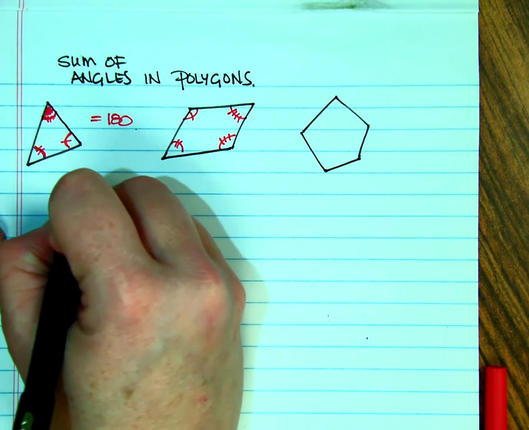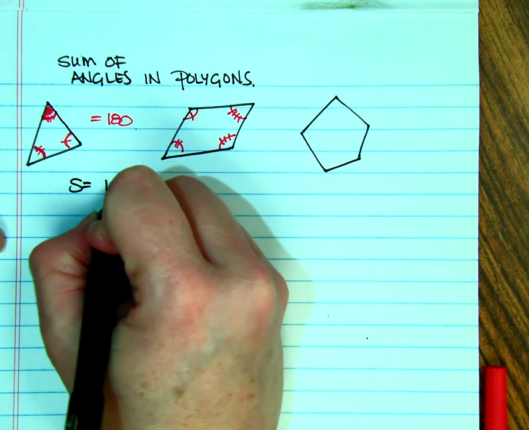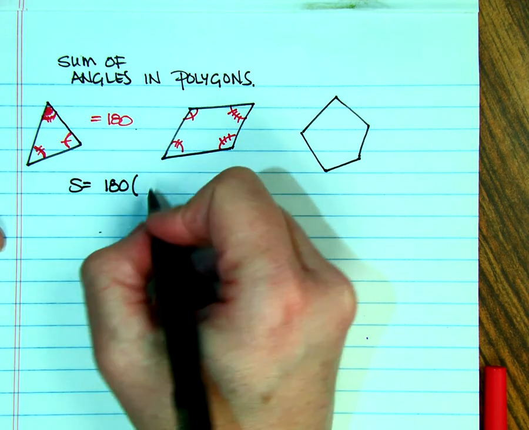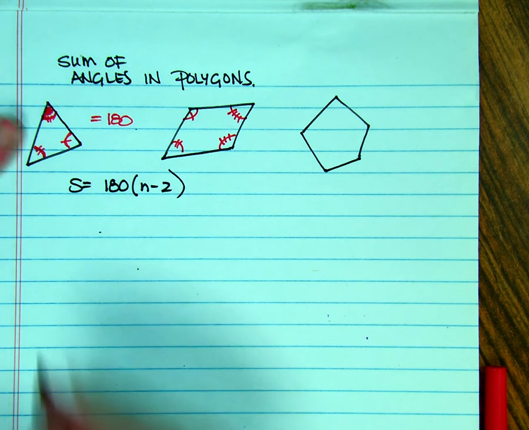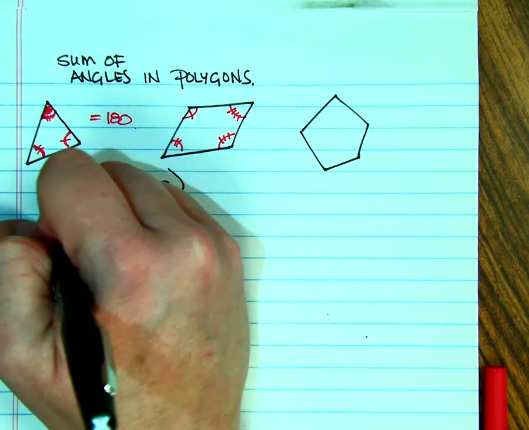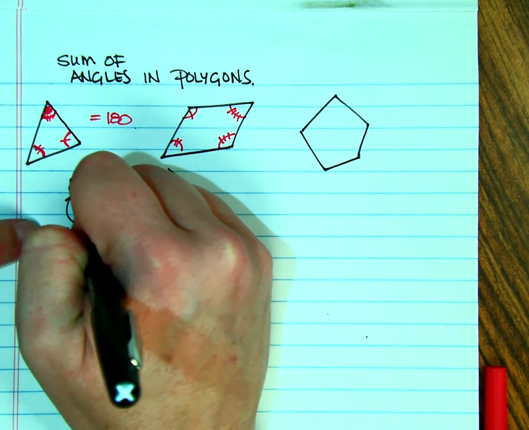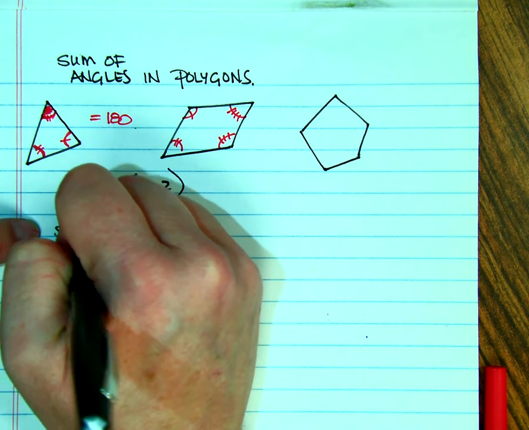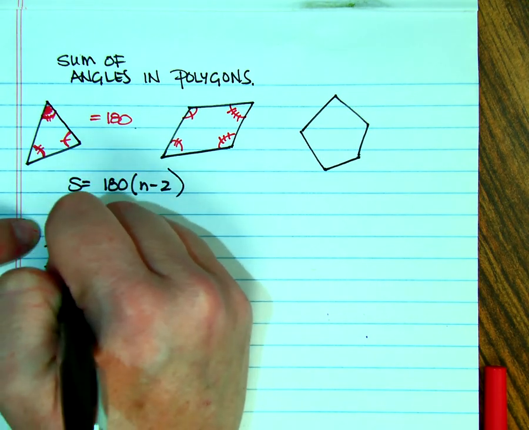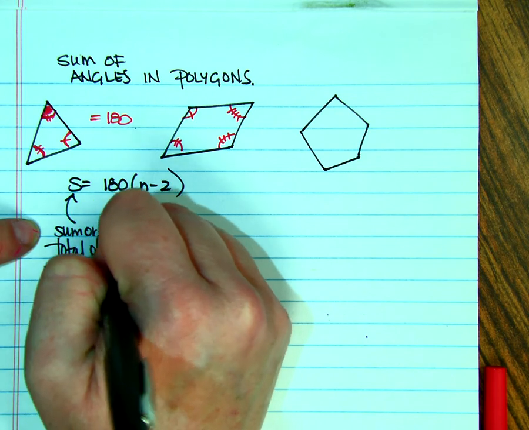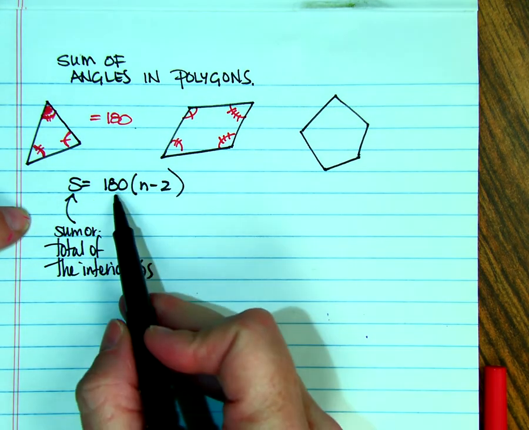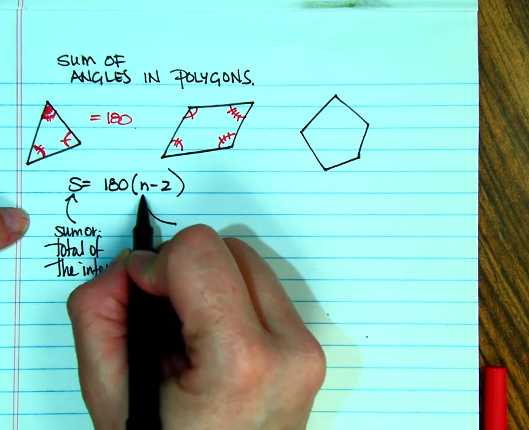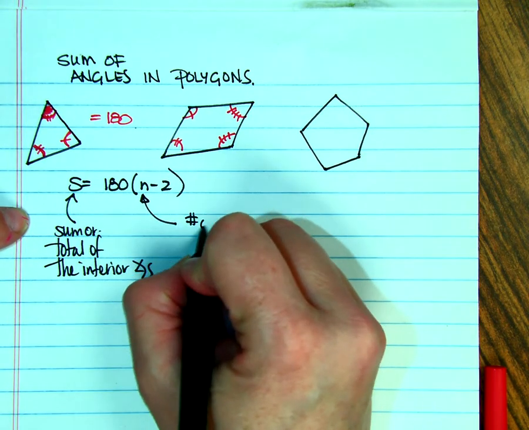And that is S equals 180 times the quantity, which means parentheses, n minus 2. So this is the sum or total of the interior angles. 180 is part of the formula. N stands for the number of sides.